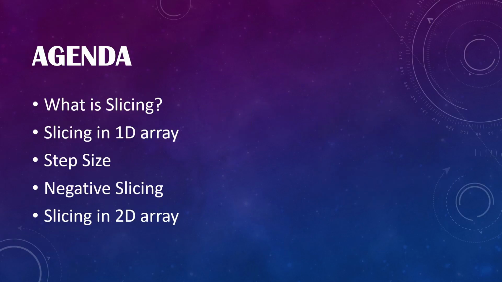The agenda for today is, first we will understand what is slicing, then we will see how to do slicing in 1D array, then we will understand two main concepts of step size and negative slicing, and in the end we will see how to do slicing in 2D array. Okay, so let us first understand what is slicing.